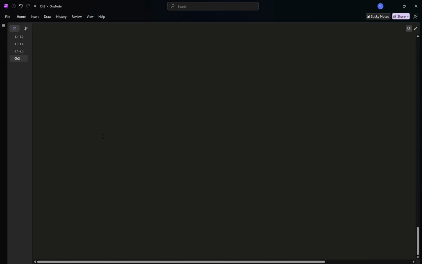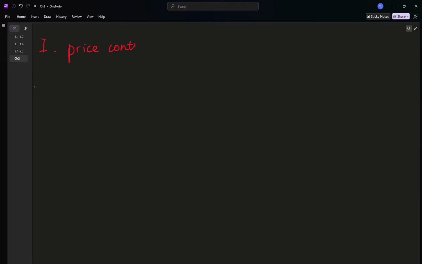So the first approach we are going to talk about is regulation of price control. Okay, so this is the first one, price control. There are actually two kinds, which are price ceiling and price floor. These are opposites, so let's choose one to explain. Let's draw the graph first.